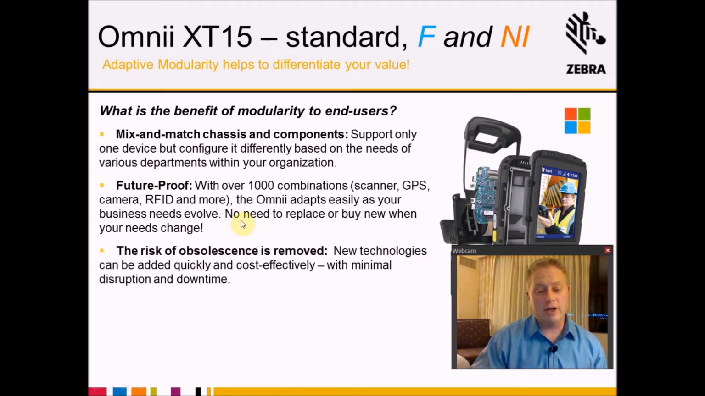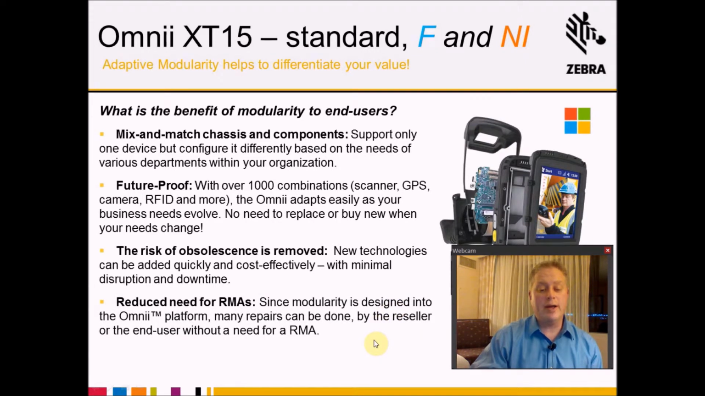Obviously, with what I said, future resistant, future proof, the risk of obsolescence is removed. If a new technology comes out, or let's say hypothetically some new type of barcode scan engine, we can create a module for the device, so you don't necessarily have to replace the device. You could just swap out barcode scan modules. This ties back into if you have a 1D barcode and maybe a couple years down the road you need to go to a 2D barcode. It's obviously very simple to do.